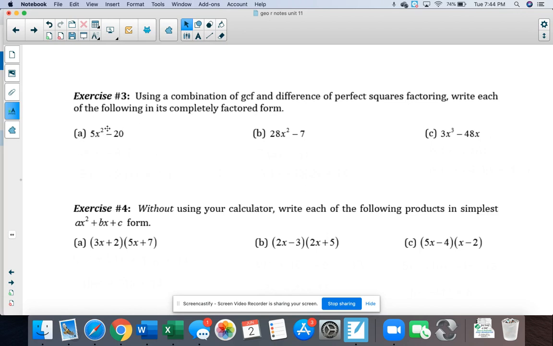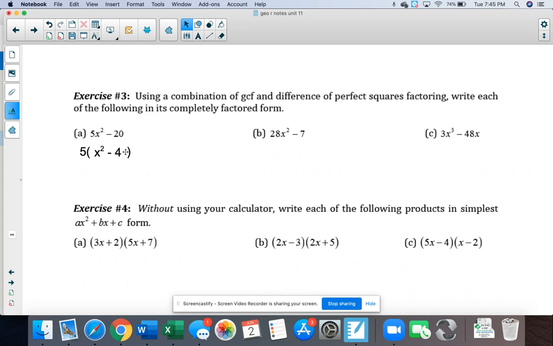So I look at this 5x squared minus 20. You're looking for the greatest common factor. The greatest common factor that both of these terms have in common is a 5. So I'm going to factor out a 5. Now think about what's left when you factor out a 5, when you divide by 5. 5x squared divided by 5 is x squared. Negative 20 divided by 5 is negative 4.